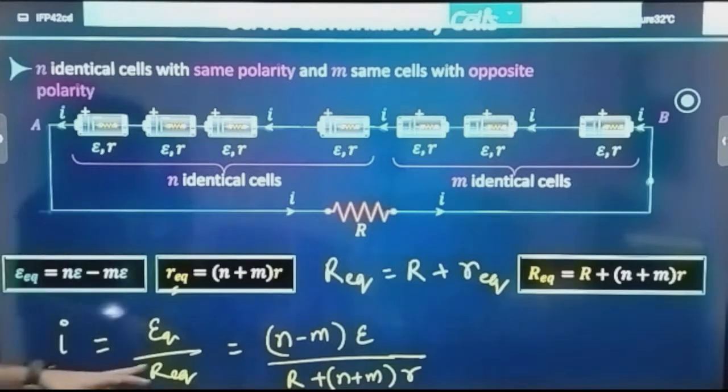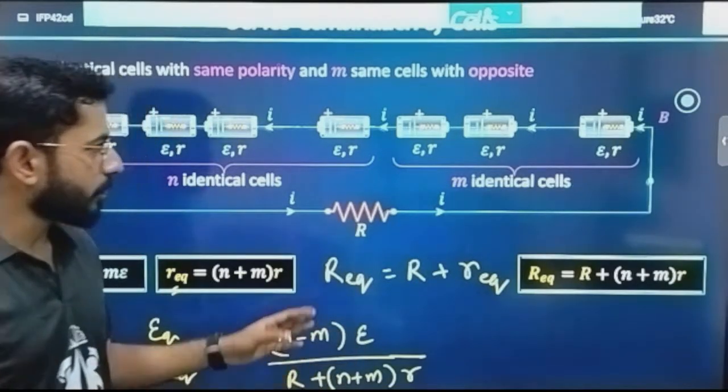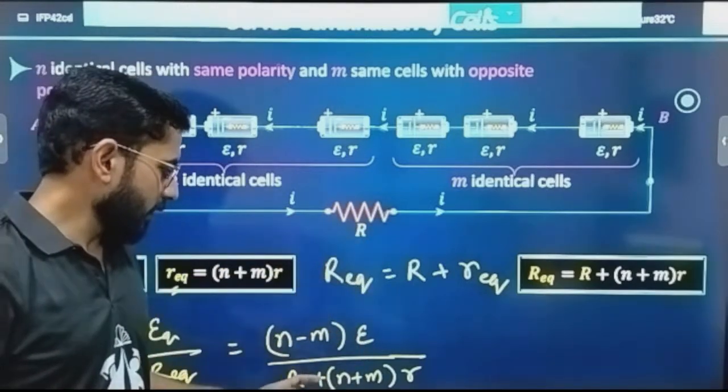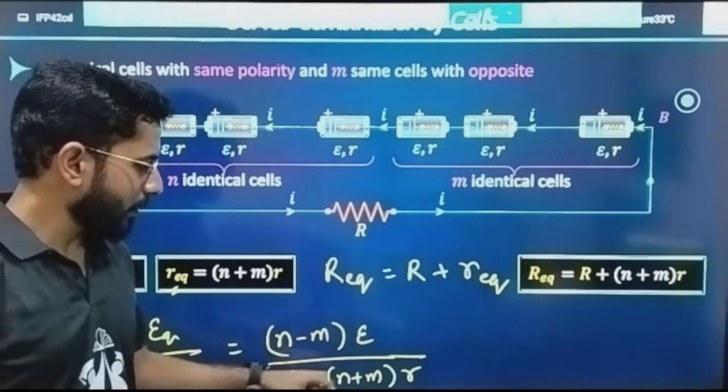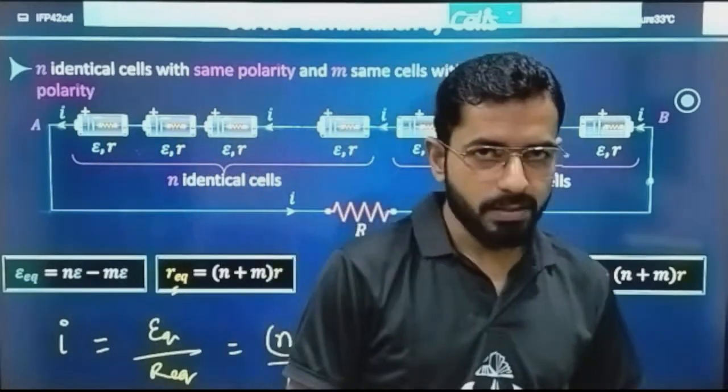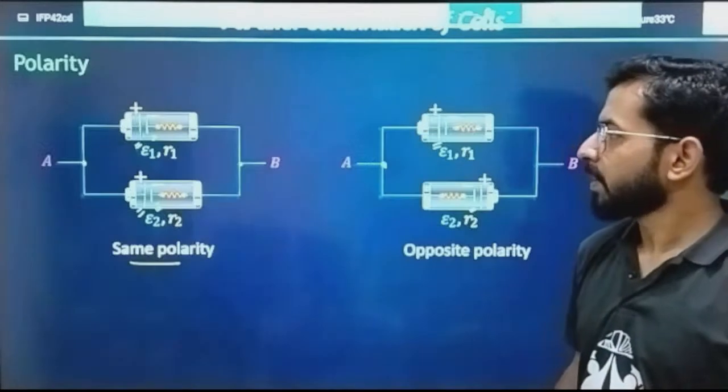See, n minus m into E, and here of course there is a resistor also, but I have not considered that. But if you are writing the complete current, you will be writing this R also. Just simply add it up and the rest of the results are going to be the same. Is it correct? Any doubt?